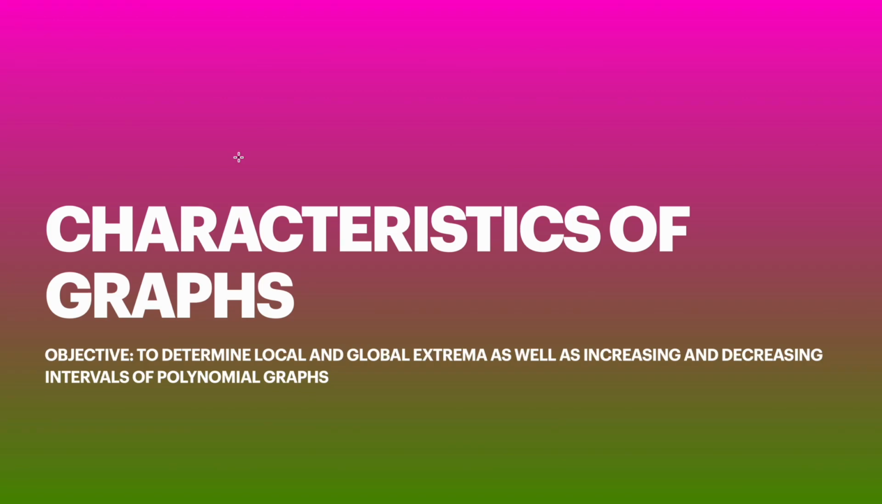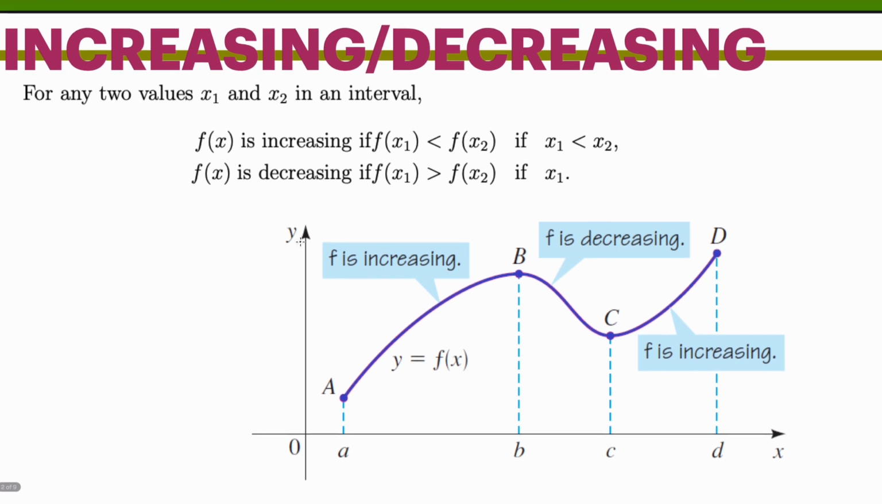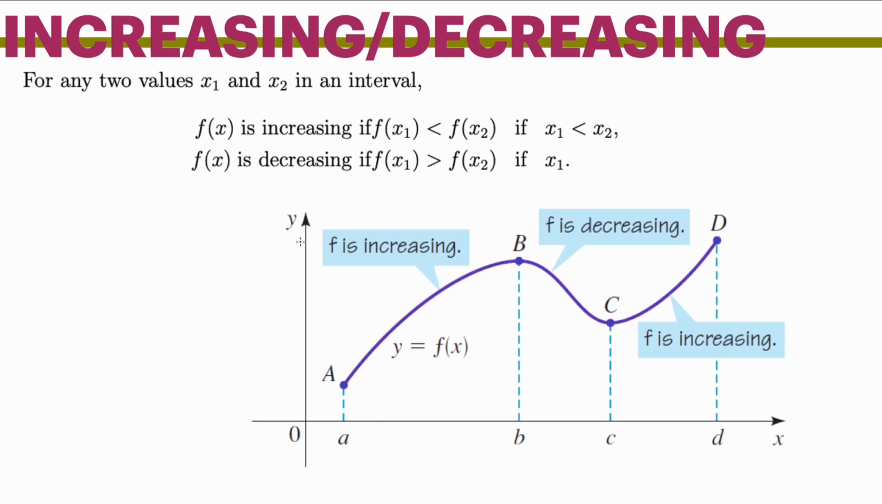In this lesson, we are going to discuss the different characteristics of graphs. First, we have increasing and decreasing. When the graph is increasing, that means the y values are getting bigger between the first value of x and the second value of x. If the function is decreasing, that means the y values, or the function itself, is getting smaller between the first x value and the second x value.